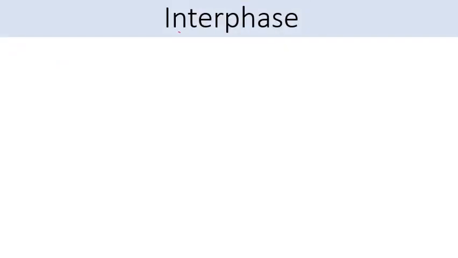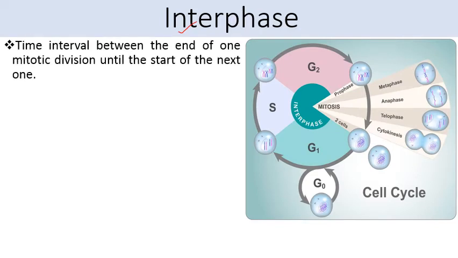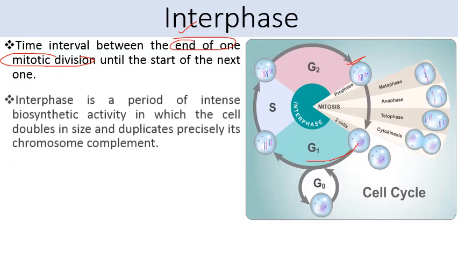Firstly, what is interphase? It is the time interval between the end of one mitotic division to the start of the next one. So this time period, from the end of one mitotic division to the start of the next one, is known as interphase. It starts from G1 and ends in the G2 phase, that is gap 2 phase.